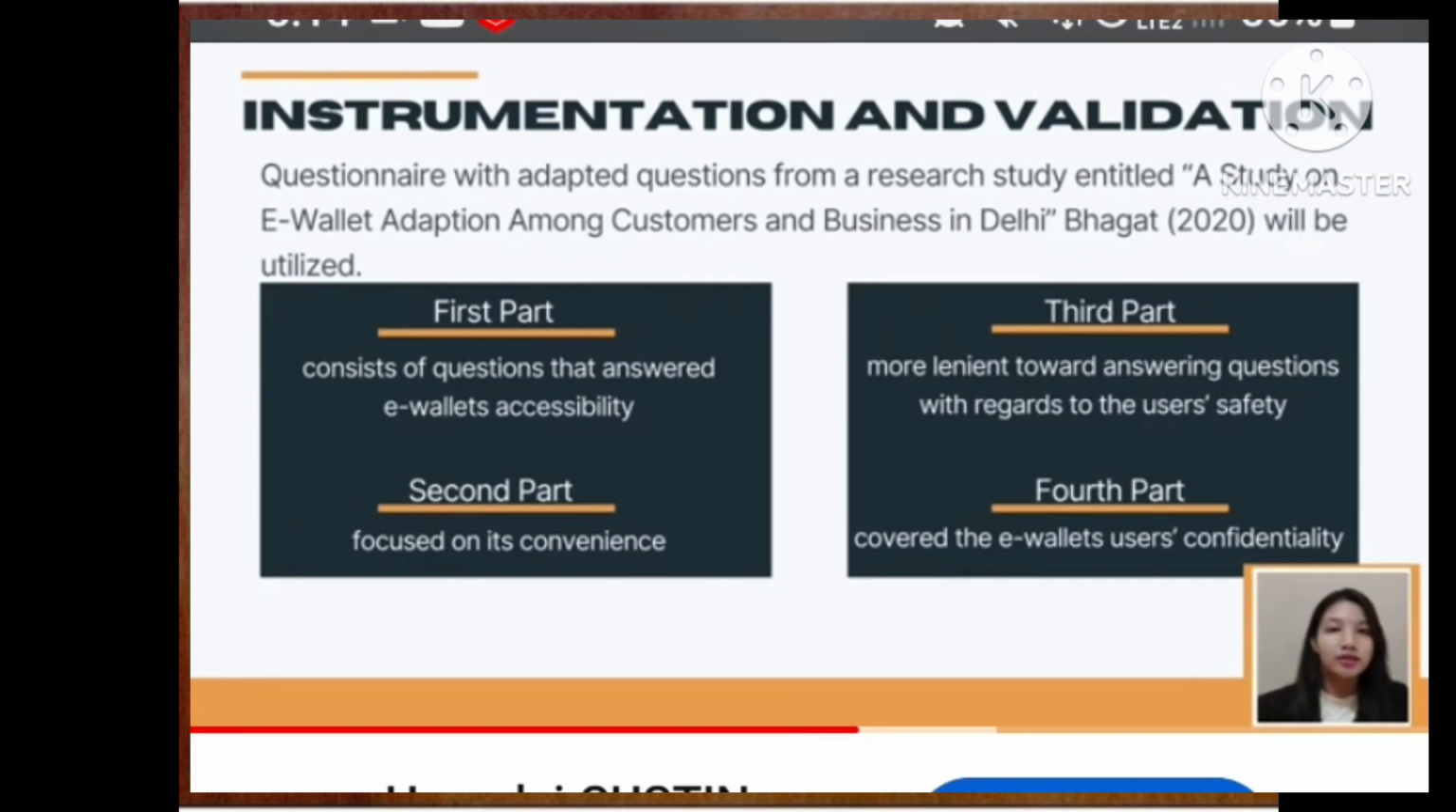It has 4 parts. The first part contains questions regarding its accessibility. The second part contains questions regarding its convenience. The third part contains questions regarding its safety. And the last part contains questions regarding its confidentiality.